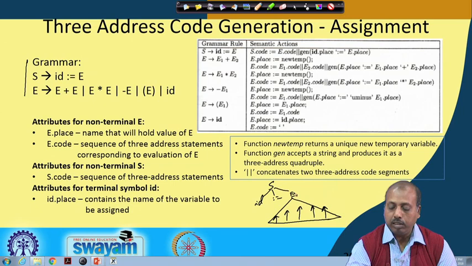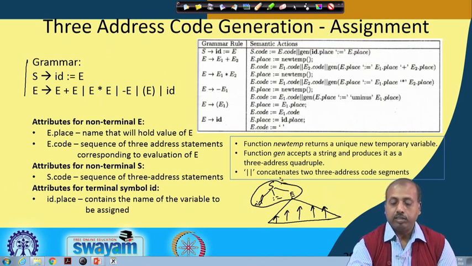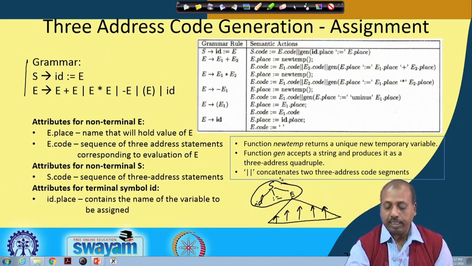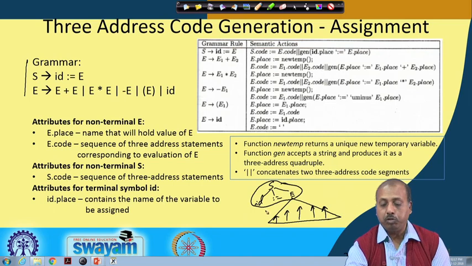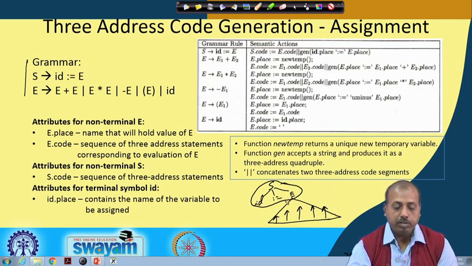So, suppose we have got this whole thing, the entire expression has been calculated. So, at the last this particular reduction is being made. Okay. So, at that point this code should be generated, so that this ID will be assigned the value of E. And how is it done?